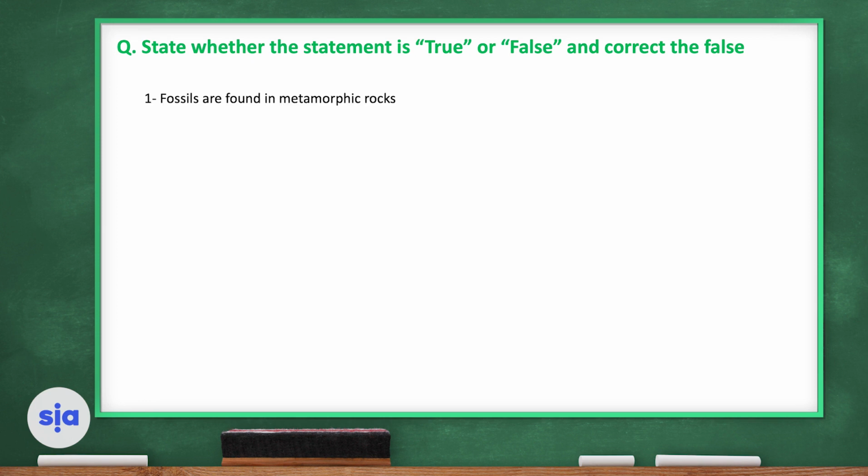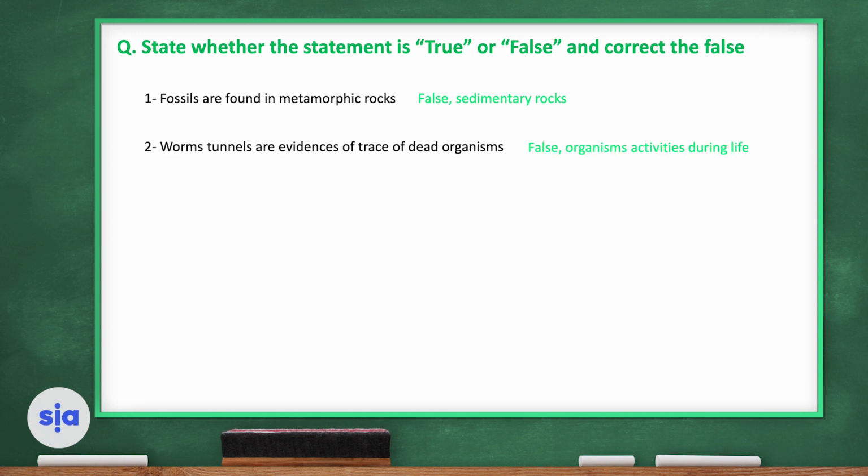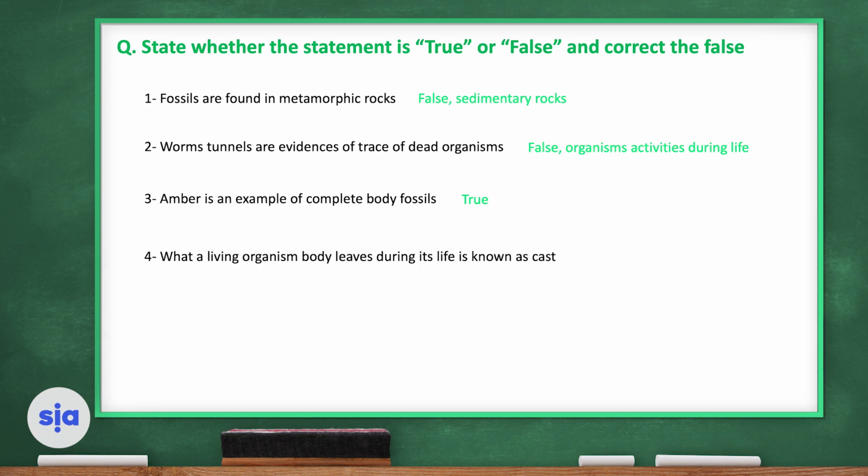Try to state whether the statement is true or false, and if it is false, correct it. Fossils are found in metamorphic rocks. Is this right? No. False. Sedimentary rocks. Worms' tunnels are evidences of trace of dead organisms. False. They are traces of organisms' activity during their life. Amber is an example of complete body fossil. True. What a living organism body leaves during its life is known as cast. False. It's known as trace.